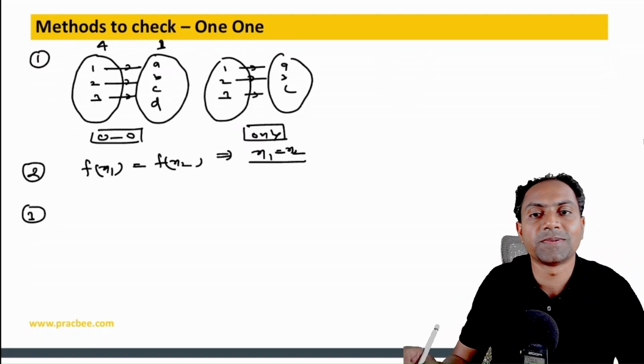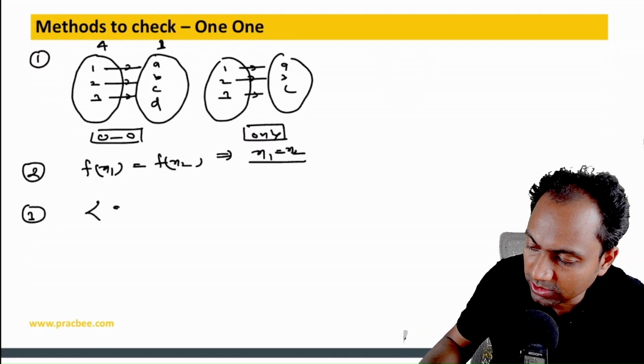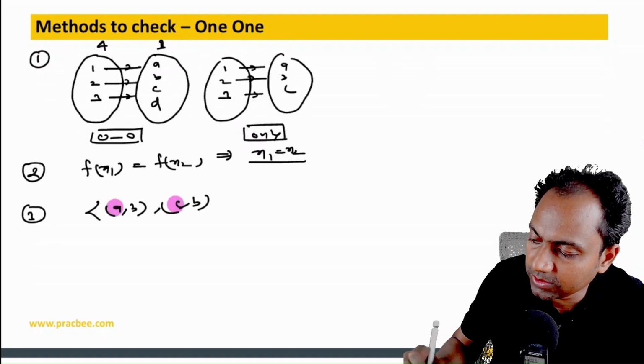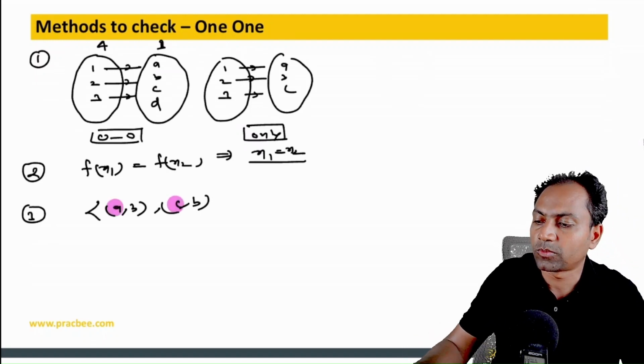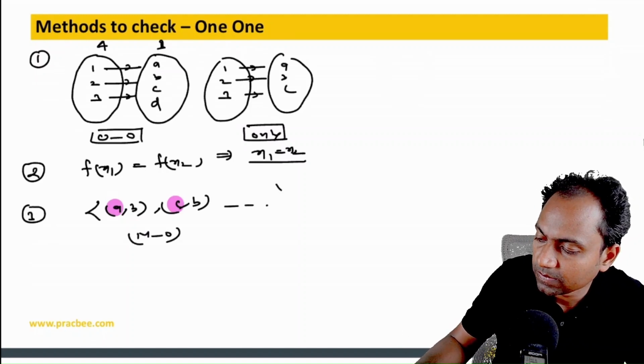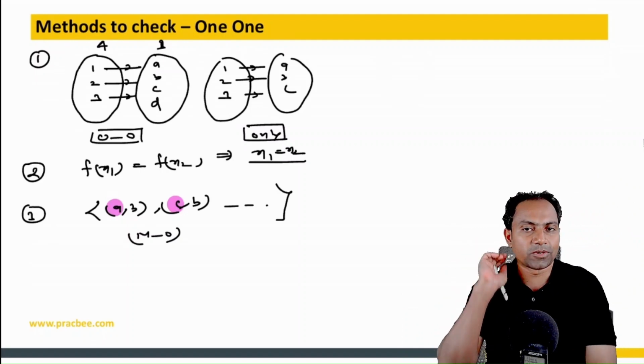The third technique is based on ordered pairs. Now let us say that in ordered pairs, (A, B) is given and (C, B) is also given. So what is happening is, A and C are both getting mapped to B. So many elements are getting mapped to one element. So this will become many-one. You need to observe these things in the ordered pairs.